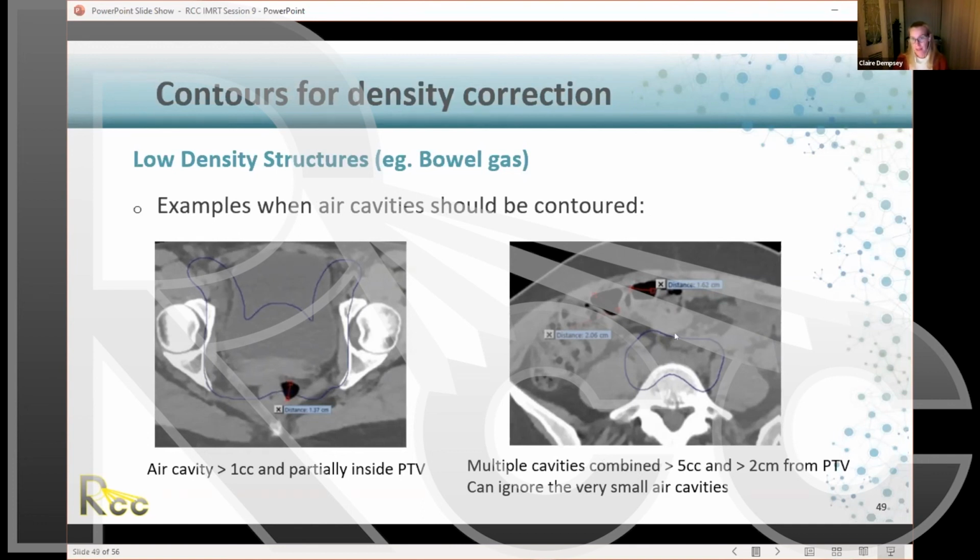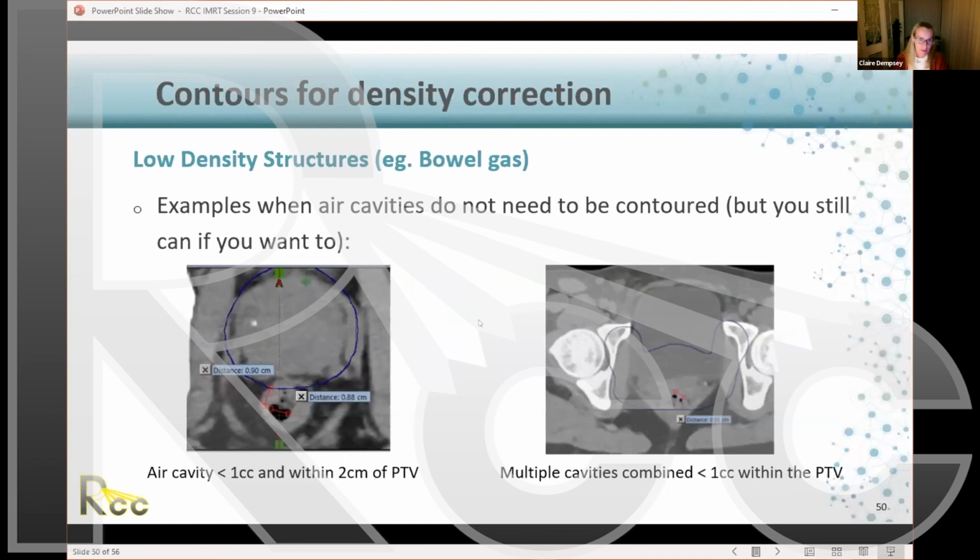In this case, here's our PTV here in blue. These are sitting sort of more than 2 centimeters away individually. Each of them is less than 5 cc, but because they're close to each other, we add them together, it's more than 5 cc. So we now have multiple cavities, more than 5 cc in volume, more than 2 cm from the PTV, and our beam will be passing through this area. These really tiny air cavities that you can see in the bowel, we don't worry about those ones so much because you could be forever contouring tiny bubbles of gas in the patient. So we're really only looking at the significant volumes inside the patient.